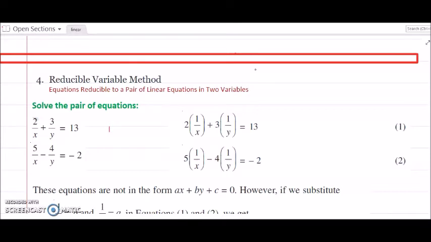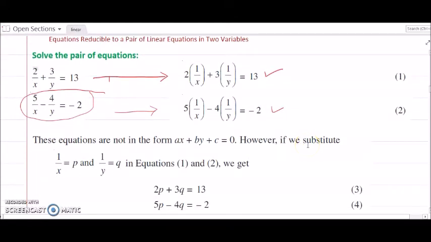So again, what we have to do is convert these two equations in this way. This 2 upon x can be written as 2 into 1 upon x, plus this 3 upon y can be written as 3 into 1 upon y, is equal to 13. Same way, this equation can be written this way: 5 into 1 upon x minus 4 upon y. This can be written as 4 into 1 upon y is equal to minus 2. So actually these are your equations.